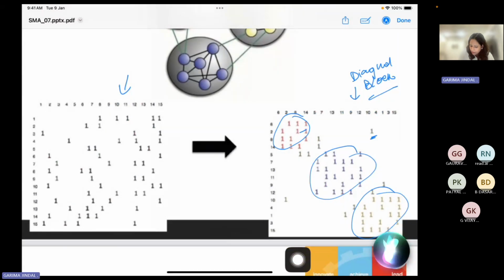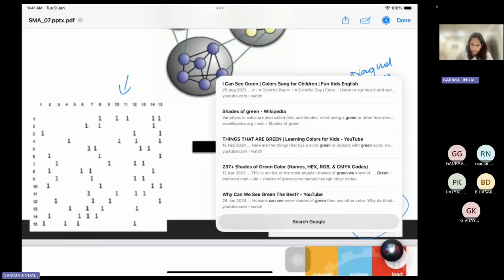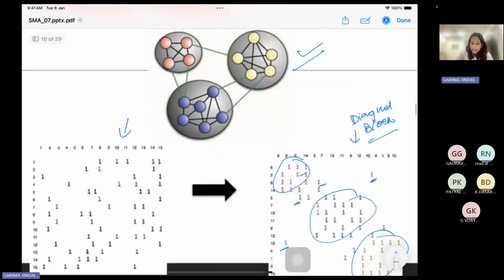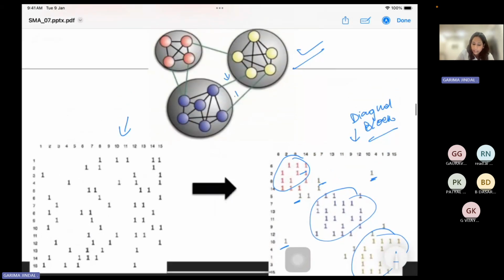And then we can see some green edges in the adjacency matrix. These represent the inter-community connections. So these are the connections from one community to another community.